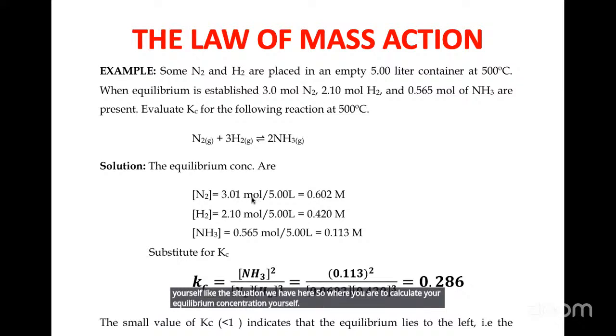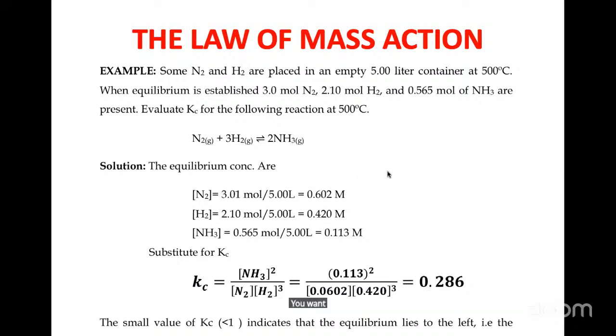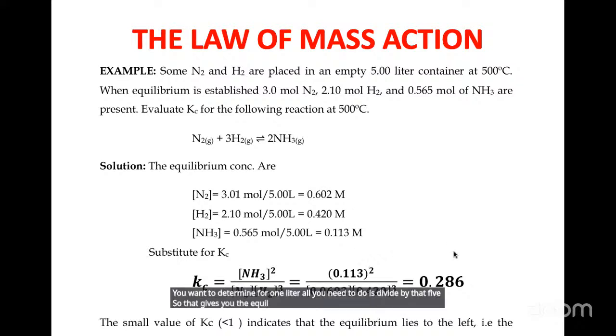You were given moles. Sometimes you can be given a mass. So now you have it in moles, and you can calculate your equilibrium concentration. Of course, you know that it's the number of moles per liter. If this number of moles is per 5 liters, and you want to determine it for 1 liter, all you need to do is divide by that 5. And that gives you the equilibrium concentration.